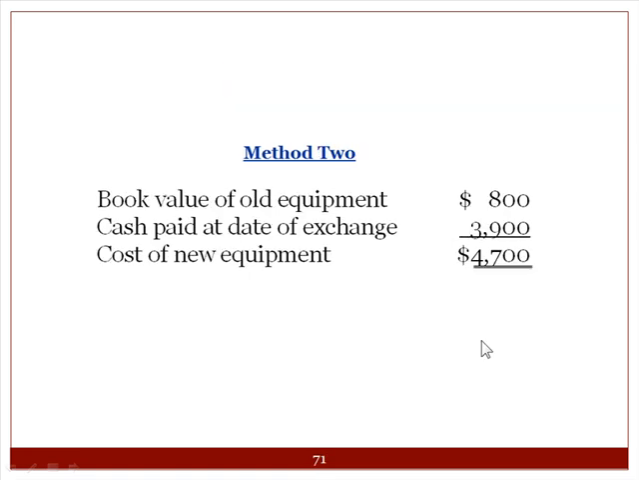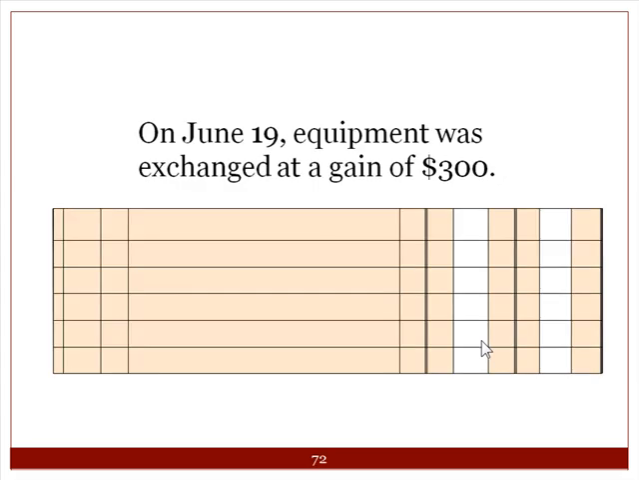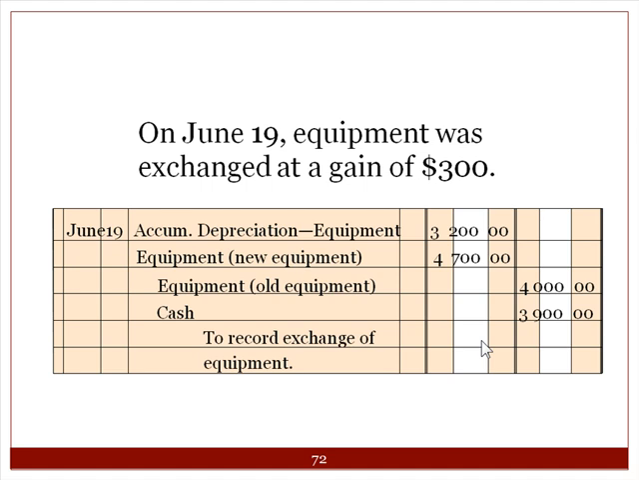I think method two is probably easier. You take your book value and you add what you paid in the exchange, and that's the cost of the new equipment. You can use method one or method two. Notice they both came up with the $4,700. So here's your journal entry for your exchange. Notice that you don't get to record a gain. Okay, you take it out through the transaction.